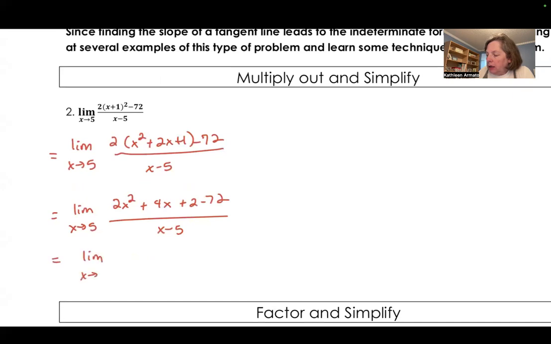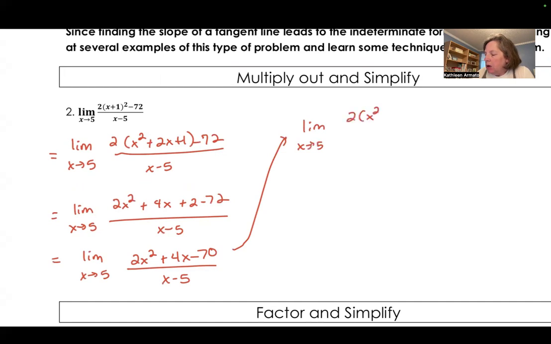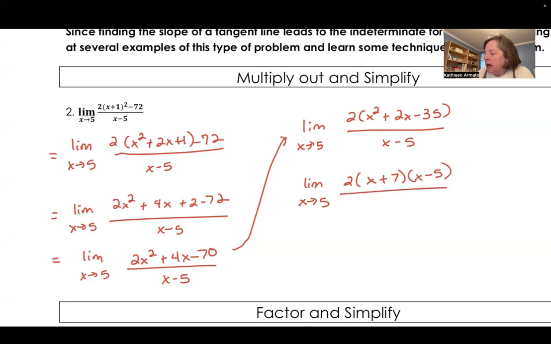Okay, and I need to do some simplifying in that numerator. I have 2x squared plus 4x minus 70 over x minus 5. Let's factor a 2 out of that numerator. I have x squared plus 2x minus 35 over x minus 5. It's looking a little crazy, but hopefully it's going to work out. I need to factor that quadratic. Hopefully you're thinking x plus 7, x minus 5.